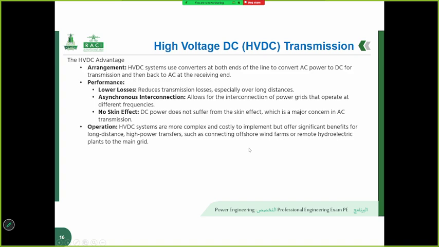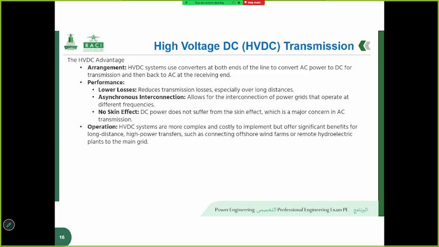This slide explores the concept of HVDC transmission, a technology that complements traditional AC power systems. While most of the power grid operates on AC, HVDC offers significant advantages for specific applications, particularly for long distance and undersea power transfer.